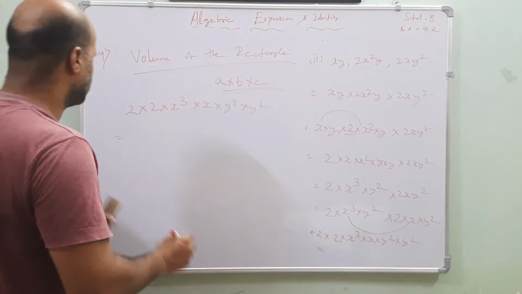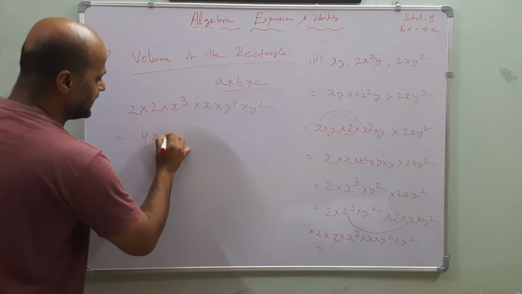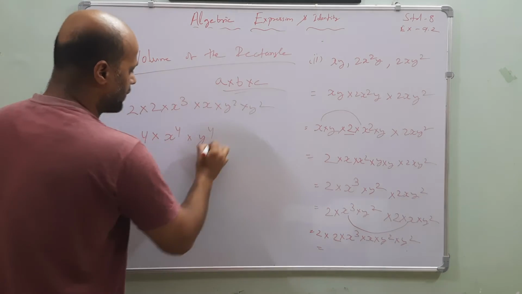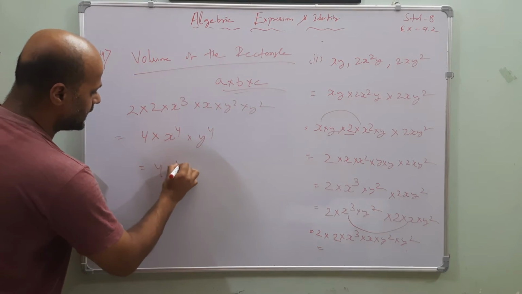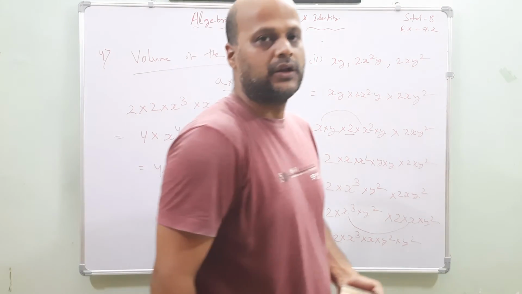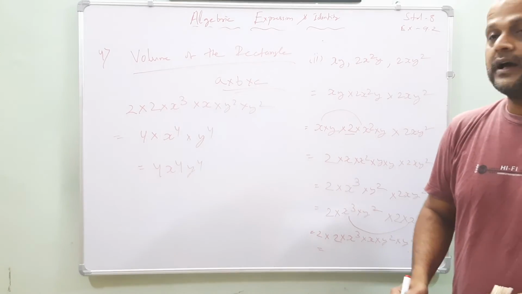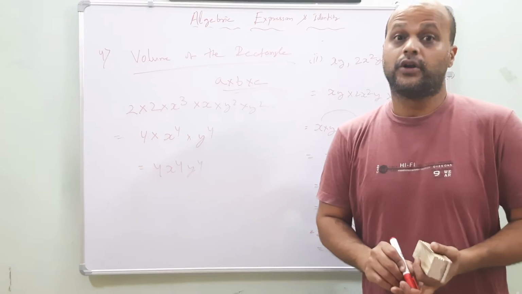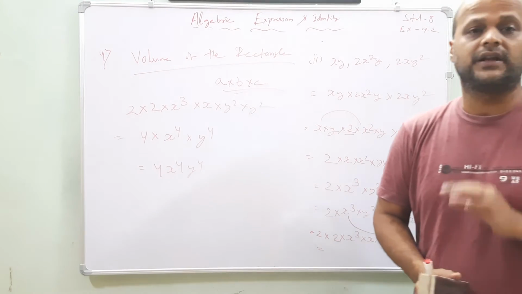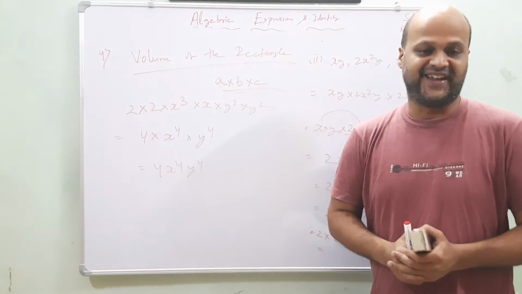Yes, Kamalakant, very good. 2 2s are 4 into x cube into x power of 4 into y square, y power of 4. So 4x^7y^6. This is the answer of what? The volume of the rectangle. Okay, by using the formula. Which one? The volume of the rectangle formula. If the three monomials are given, then how you will be multiplying and getting the answer. Understood, my dear friends? Okay, very good.